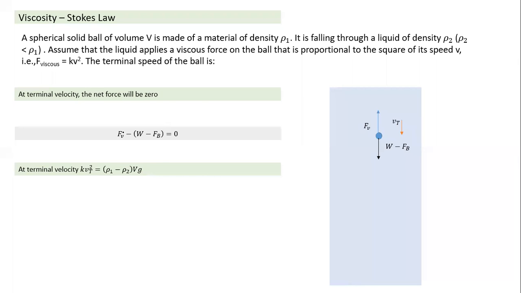What is the viscous force here? And velocity is equal to terminal velocity. So K into v square, in place of v I have substituted terminal velocity square, is equal to weight. Weight is density into volume into g, density of solid. And force of buoyancy, density of the liquid, so rho 1 minus rho 2 into Vg. I get the terminal velocity.